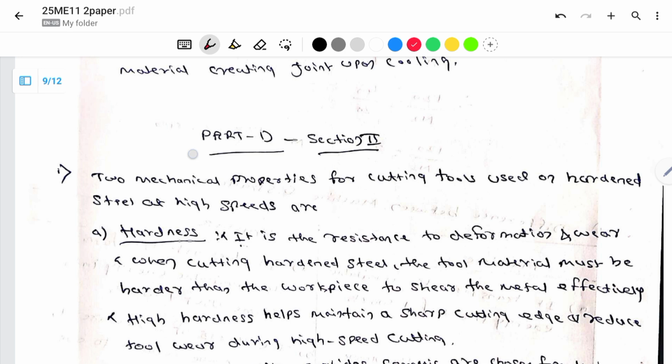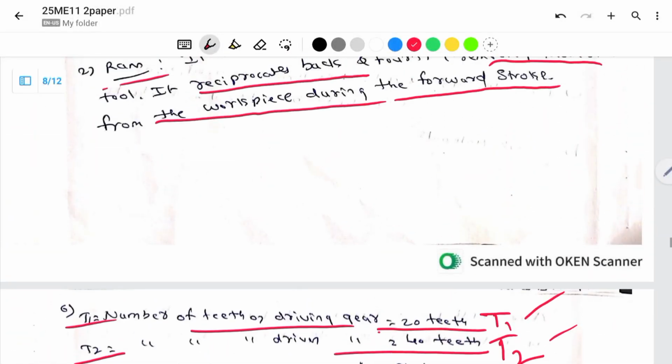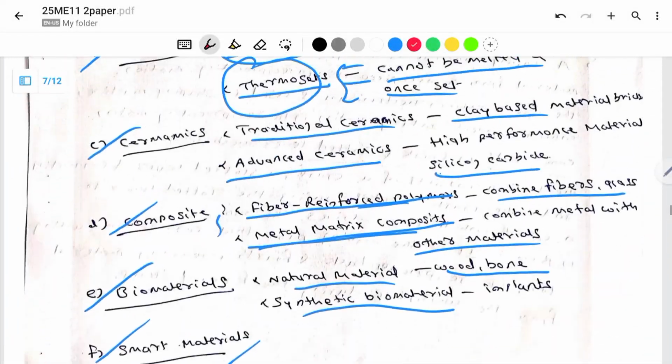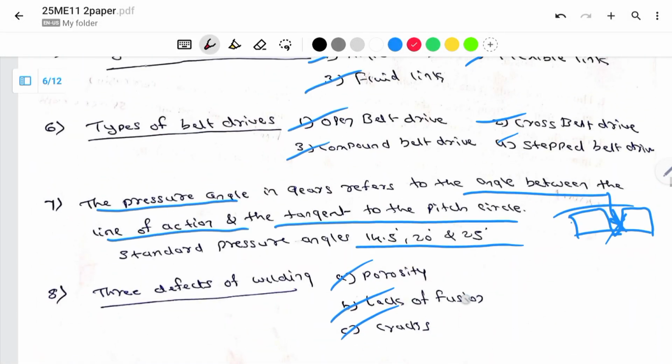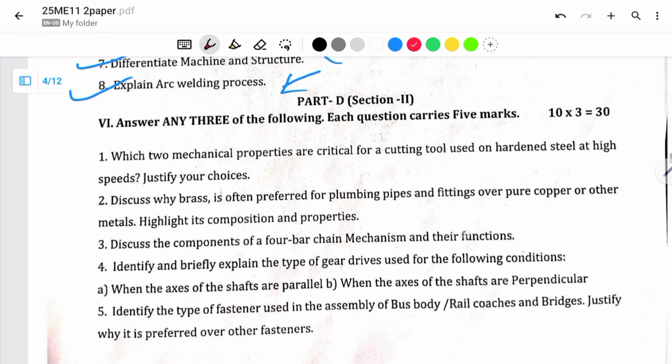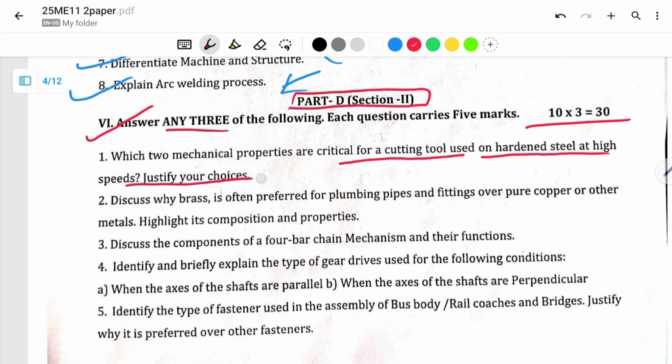So the next section is section D. Here the 10 marks questions are there. So the lengthy answers you need to write, and whatever has been asked, the important points you have to write. So here part D section 2, that is, answer any 3 questions, 10 marks each. Which two mechanical properties are critical for cutting tools used on harder steels at a high speed? Justify your choice.